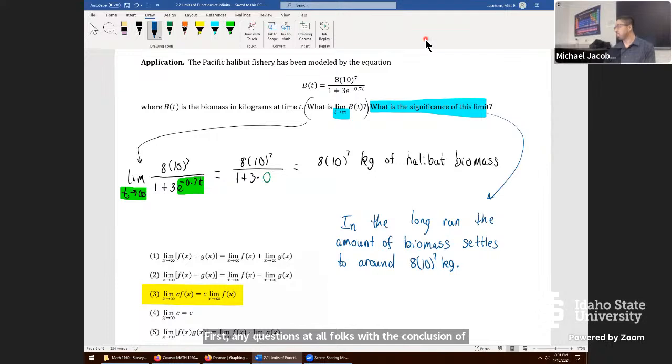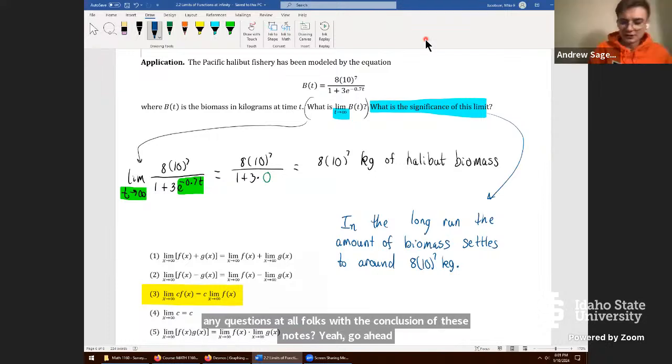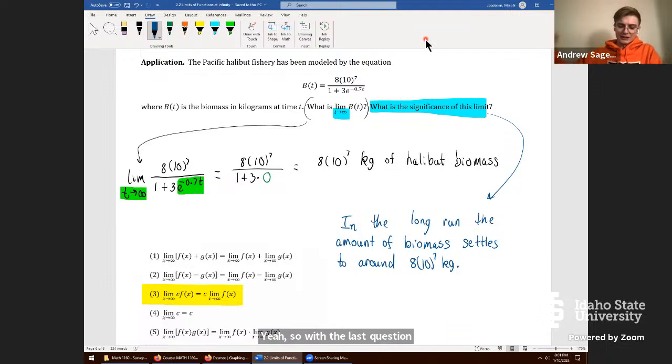Yeah, go ahead, Andrew. Yeah, so with that last question, okay, so as we go out to infinity, the level of biomass is settling. So is that just that you have a self-limiting population of halibut, or is it like you said that you're going in and controlling that, and the numbers in there have something to do with how much you're taking or something like that?